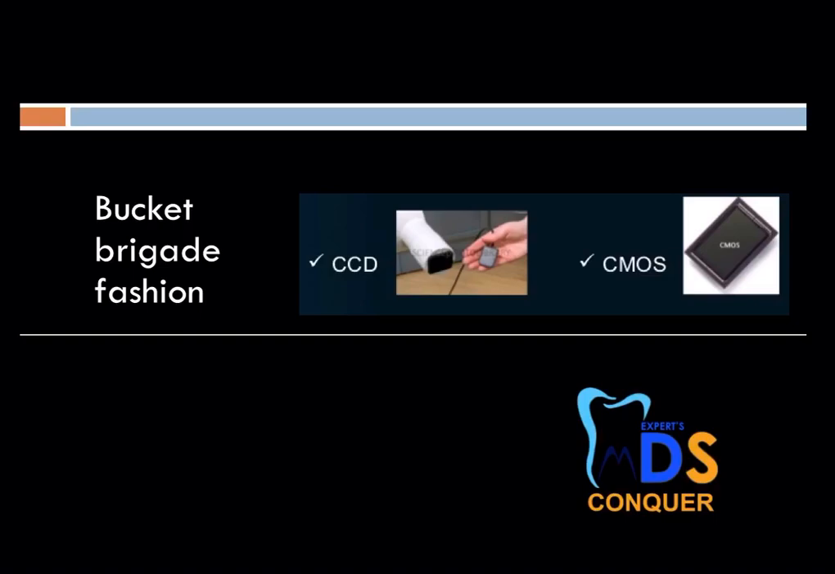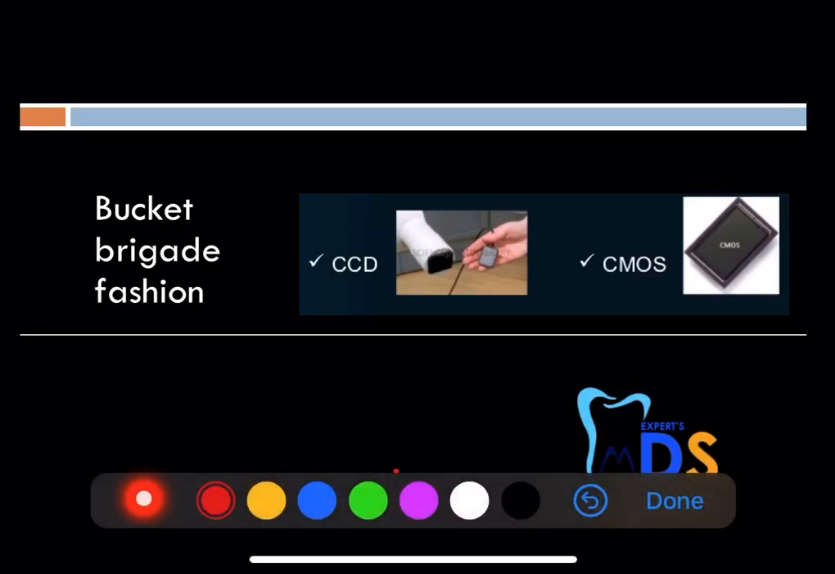Next, apart from the regular films, in digital imaging we use CCDs and CMOSs in order to get the image. Digitally these two are being used. What is the basic difference between the charge coupled device and the complementary metal oxide semiconductor? Both are made up of silicon, but the basic difference is the bucket brigade fashion, which is exhibited by CCDs and is not seen with CMOSs.